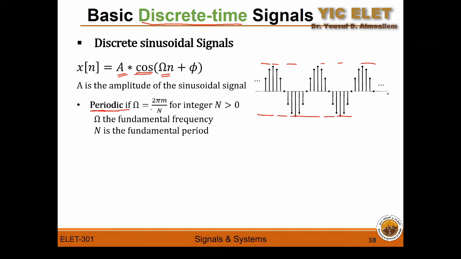There is a condition to have a cosine in a periodic manner, and the condition is that we could find an integer n that satisfies this equation.